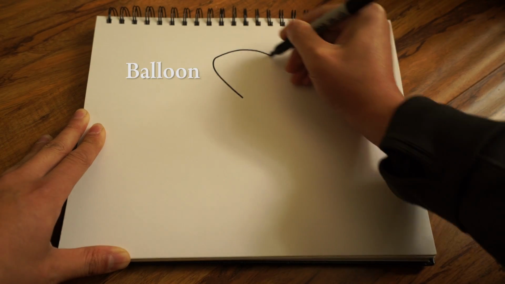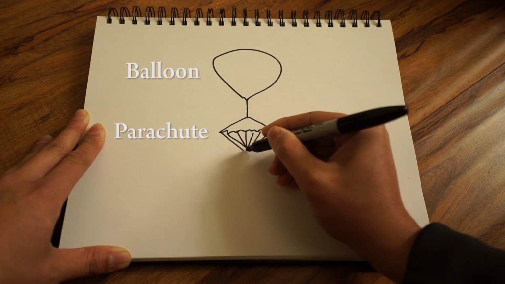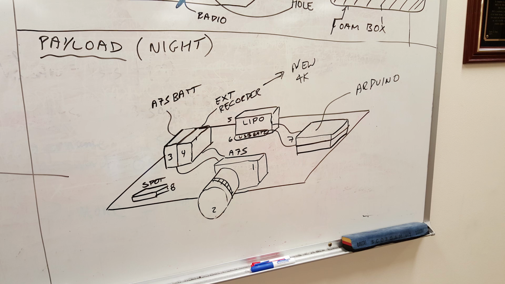To send a camera to the stratosphere, we used a helium-filled balloon tied to a parachute, radar reflector, and camera payload box. Here's a schematic of the flight configuration payload. In this video, we'll be taking you through the design and preparations leading up to the launch.